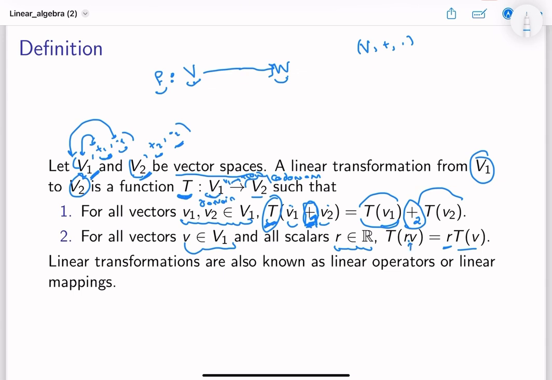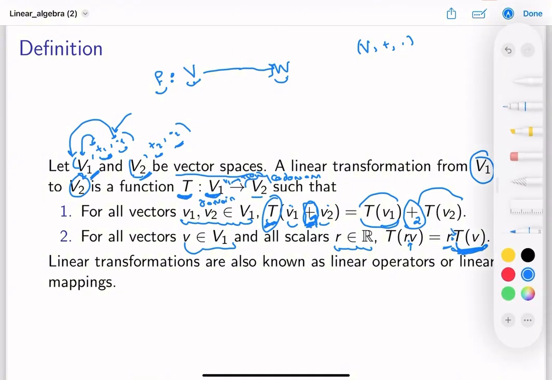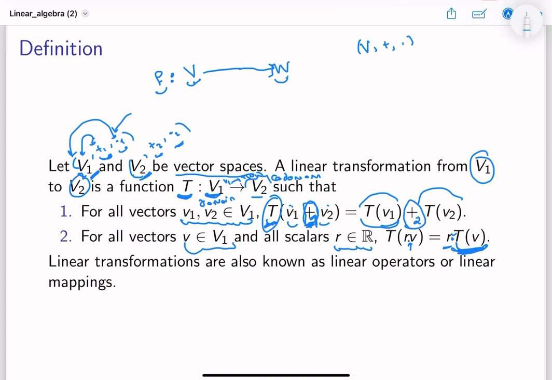It's the scalar multiplication of V1, because V is a vector in the domain, which is big V1. However, over here on the right-hand side we have T of V. This is a vector in V2, and this scalar multiplication is a scalar multiplication in V2, right? So this is what a linear transformation is.